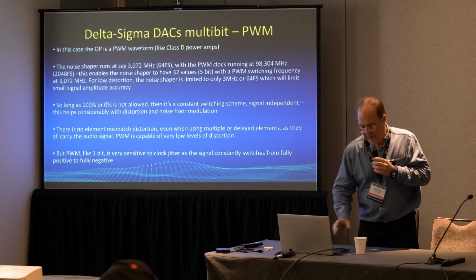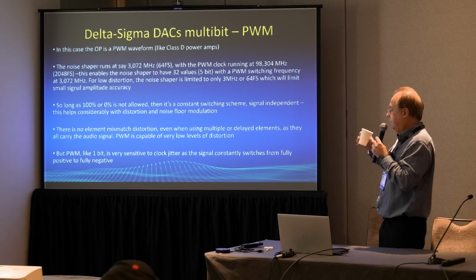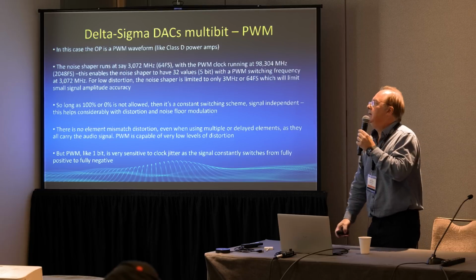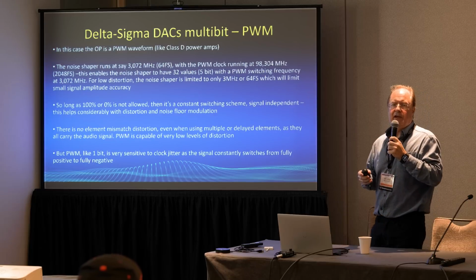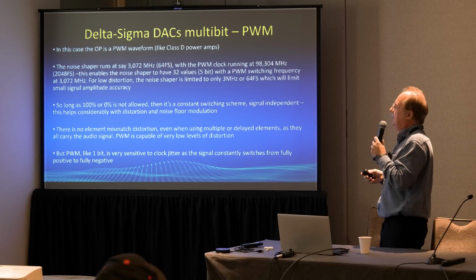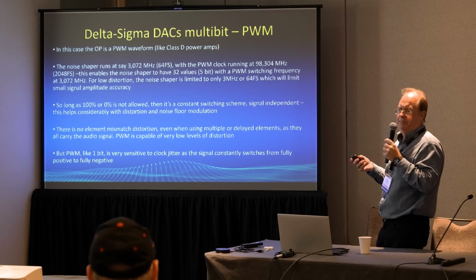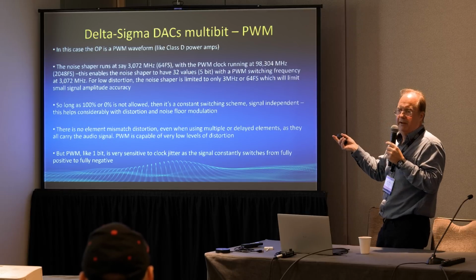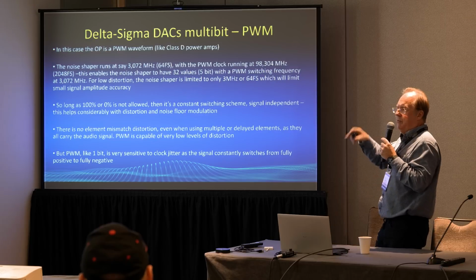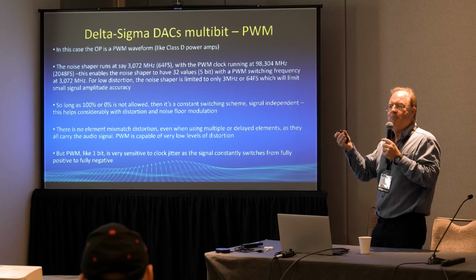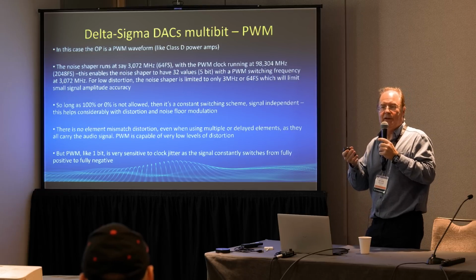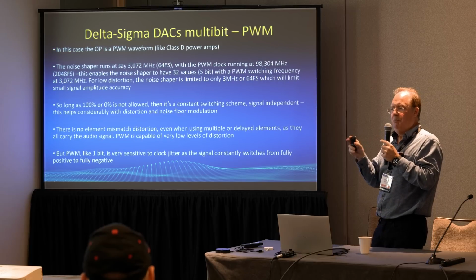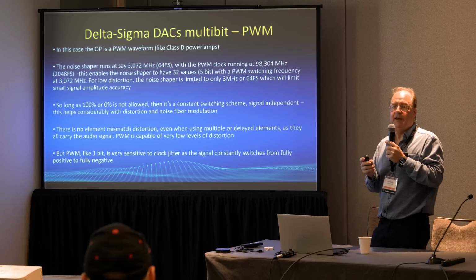So, a better approach, and this is something I've used myself in the past, is to use pulse width modulation, or PWM. That's exactly the same as Class D. In this case, you'll have the noise shaper running at 64 times fs, or 3 megahertz, and you'll have a master clock running at 98 megahertz, and the PWM waveform has the noise shaper data embedded in it. So long as you ban 100% modulation or 0% modulation.